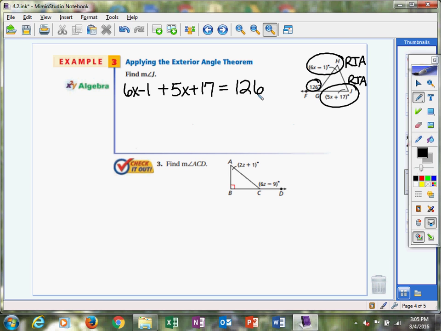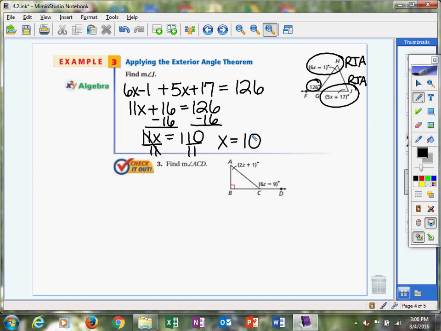All right, so let's add like terms. 6x and 5x is 11x. Negative 1 plus 17 is 16. Okay, we have a two-step equation from here, so let's take away 16. We've got 11x is equal to 110. Divide each side by 11, and it looks like x is equal to 10.